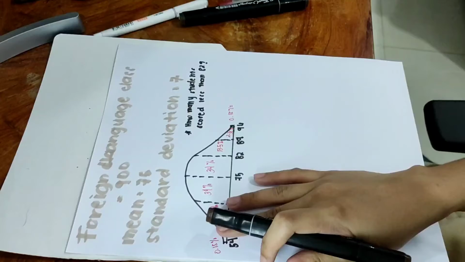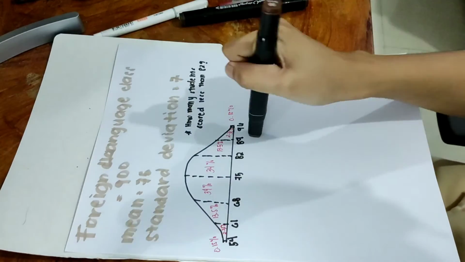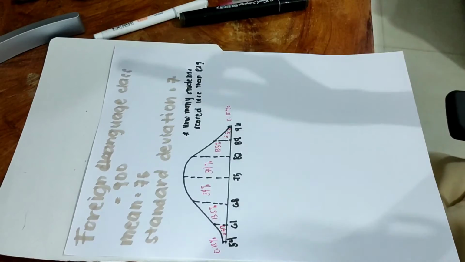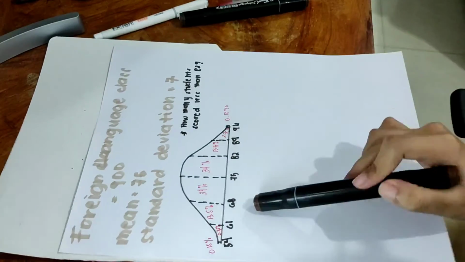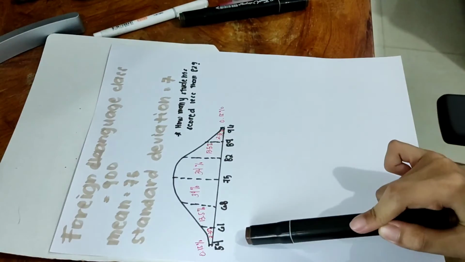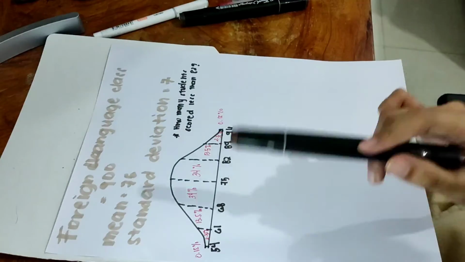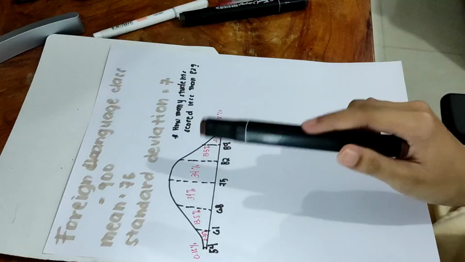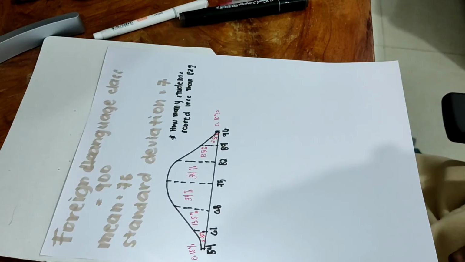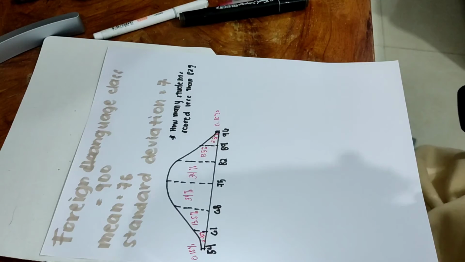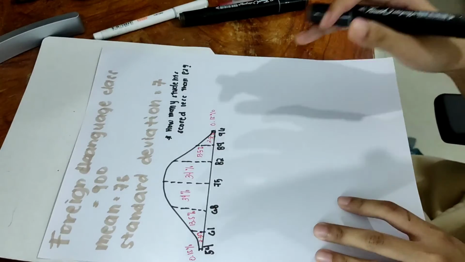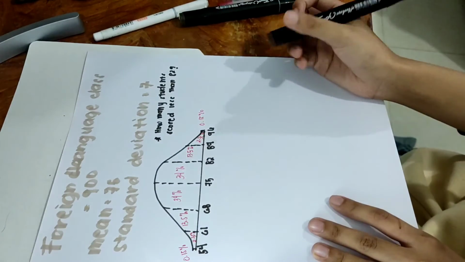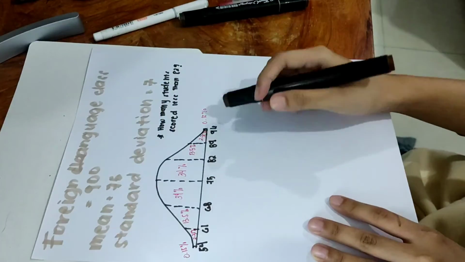Sa left side naman ay, instead na i-add pa rin, i-subtract mo naman siya. 75 minus 7, you'll get 68. 68 minus 7, you'll get 61. And 61 minus 7, you'll get 54. Bakit? Para saan to nakuhang percentage na to? Dahil nga, known ang empirical rule as 68, 95, 99.7. So, ito ang kalabasan niya.